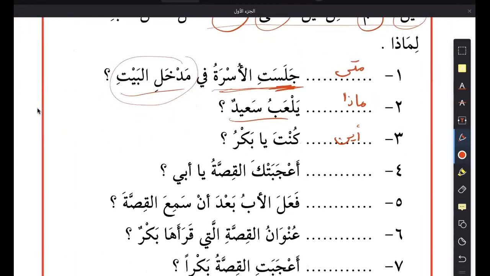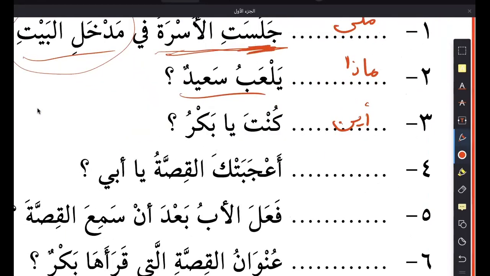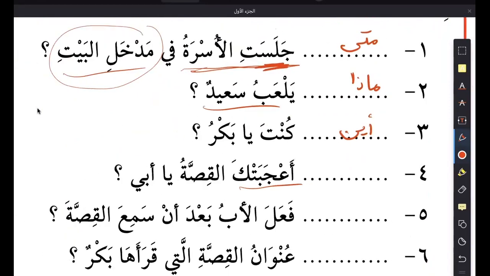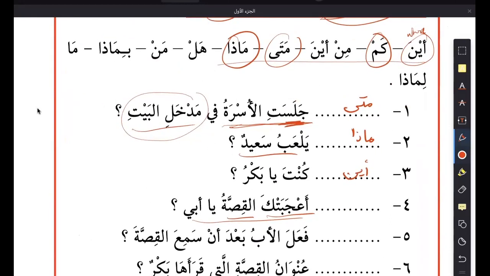Then the fourth one is أعجبتك القصة يا أبي. Remember the verb we had, ajaba yujibu, it means to please something. Here, what we have is: the story pleased you, O father. So we can say limada. You can say limada means why.